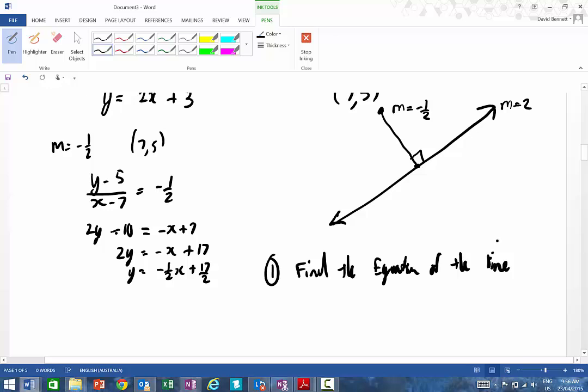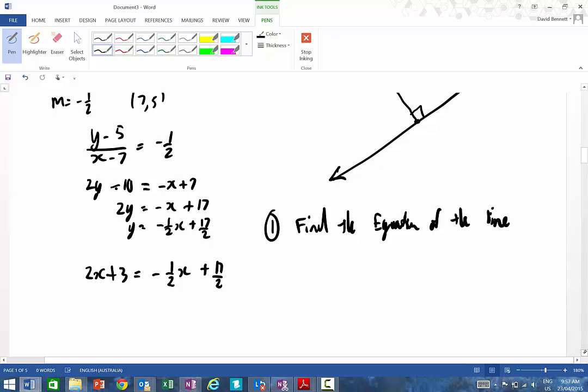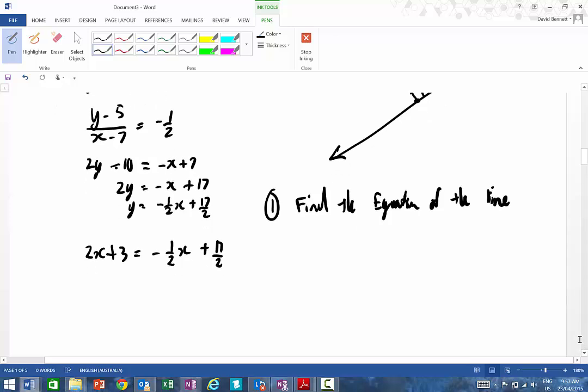Excuse my writing. The second step that we need to do is we need to find where those two lines intersect. Now, they're going to intersect when they have the same y coordinate and the same x coordinate. So that's going to happen when 2x plus 3 is equal to minus a half x plus 17 on 2. Alright, so those two things will be equal, and we can solve those by simply bringing the x's to one side and the numbers to one side. So bringing that across, I'm going to have 2x plus a half x, and that's going to be 17 on 2 take 3.